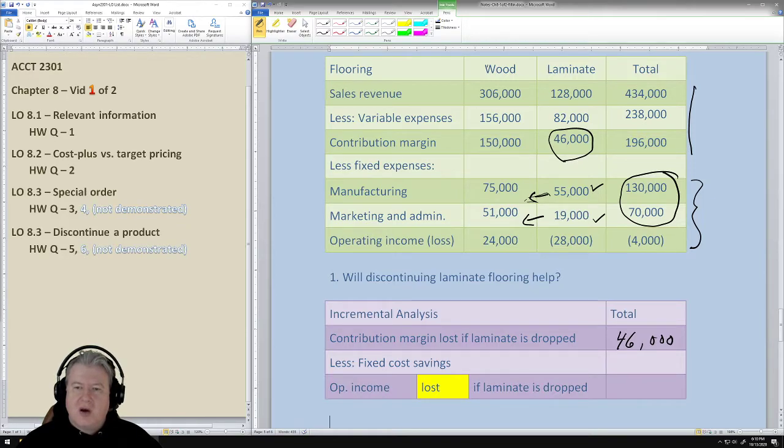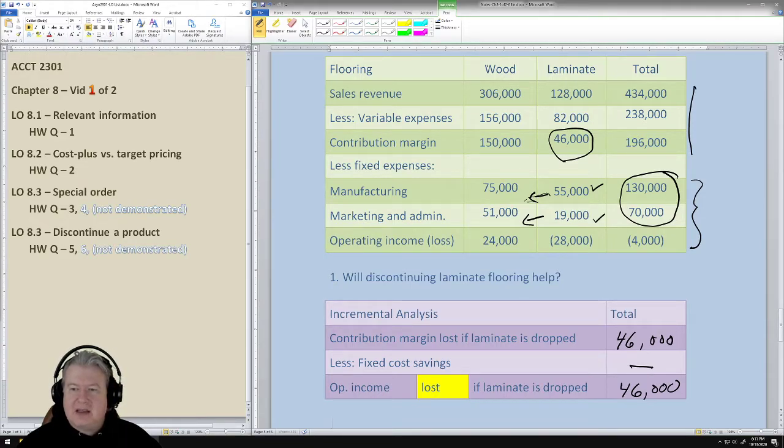So even though if we discontinue the line, we would still have these fixed costs, we would just have to have wood take care of all of them. So there aren't any savings. So we would actually lose income to the tune of 46,000. And so what do I mean by that?